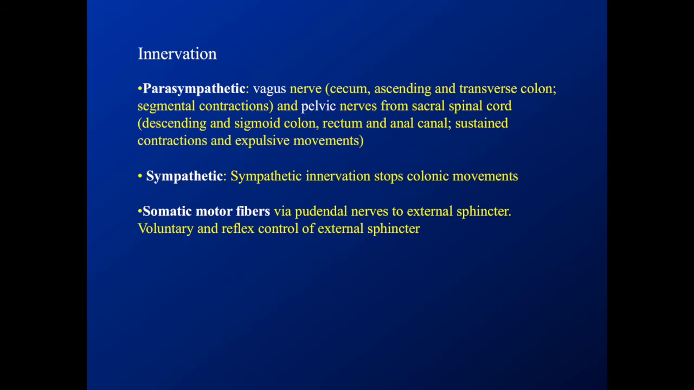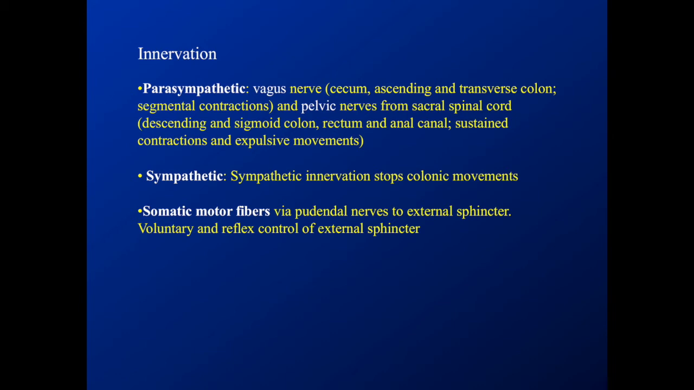The innervation of the colon is both parasympathetic and sympathetic. The vagus nerve extends to the cecum, ascending and transverse colons, and the segmental contractions are influenced by the parasympathetic nerve. And the pelvic nerves from the sacral spinal cord then go to the descending and sigmoid colon, the rectum, and the anal canal, and the stimulation of these creates sustained contractions and expulsive movements to get rid of the stool. Sympathetic innervation generally slows down the contractions and the strength of the contractions.